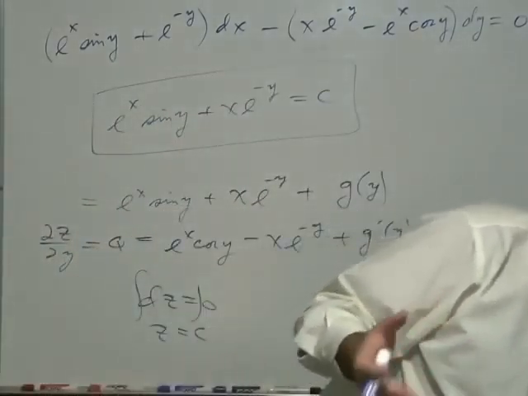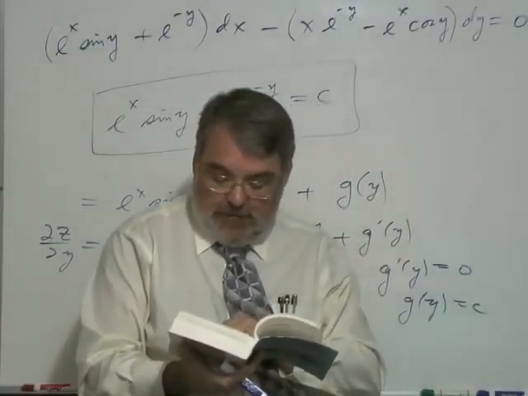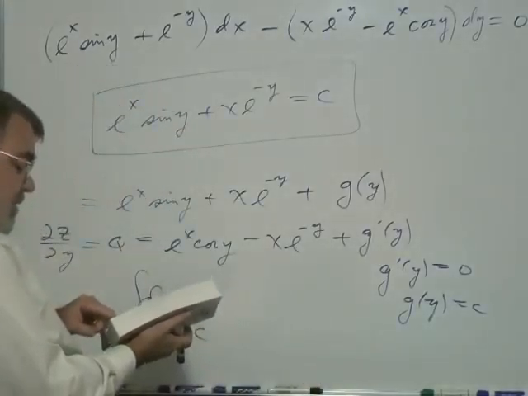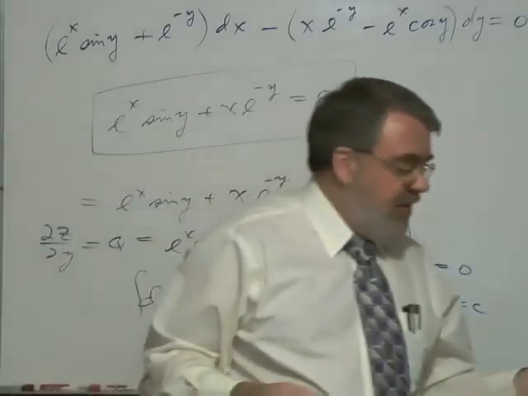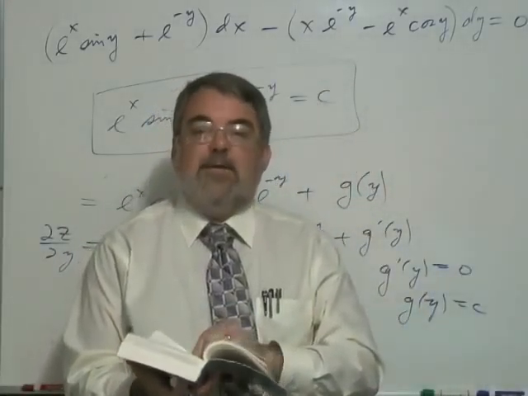Alright, so we could check it like I did the last problem, or we could just look in the back of the book here, where the answer is e to the x sine y plus x e to the minus y equal to constant. There we go. So that's correct. Alright, I'll do one more of these.